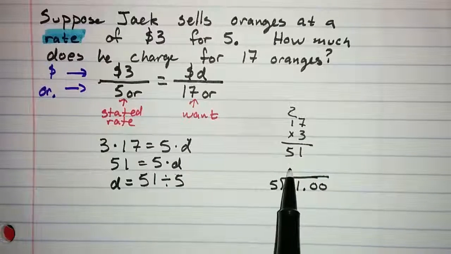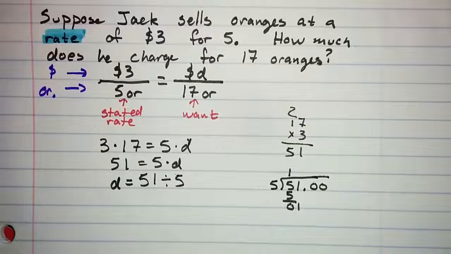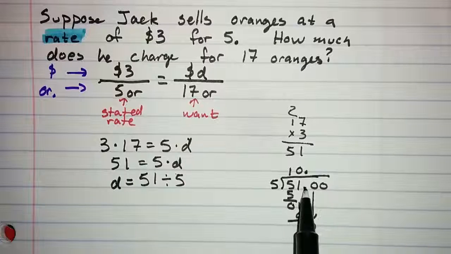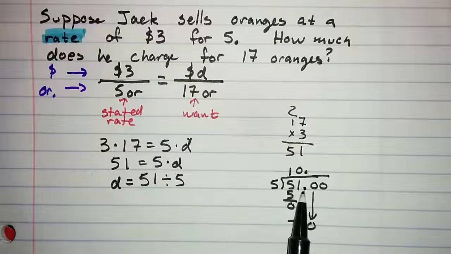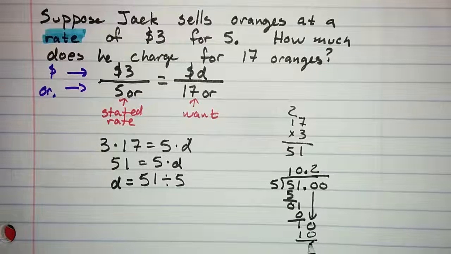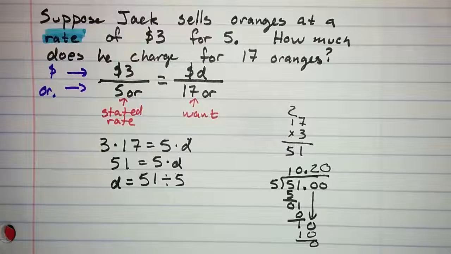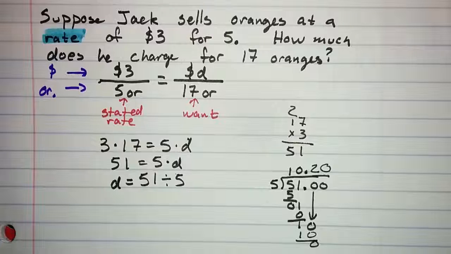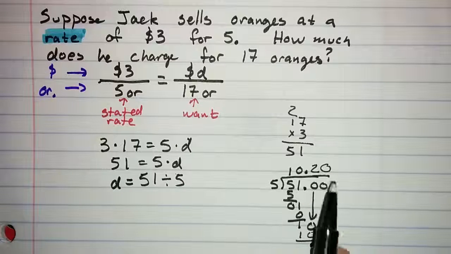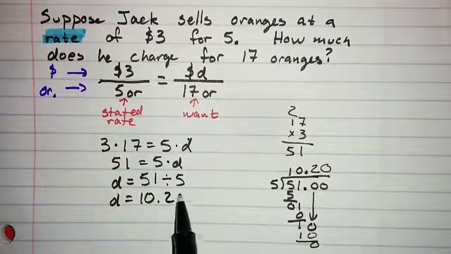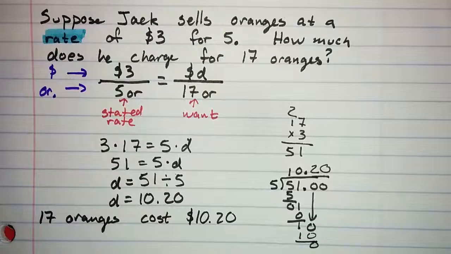5 goes into 5 once, with nothing left over. 5 goes into 1 no times. The decimal point in my answer goes above the decimal point in my dividend. 5 goes into 10 twice, with nothing left over. And we've just got that extra 0. I'm writing in that extra 0 because this is money, and we almost always write in that extra 0. So I get D is 10.20. So 17 oranges cost $10.20.